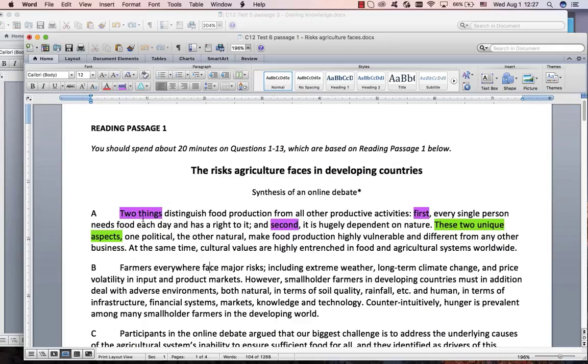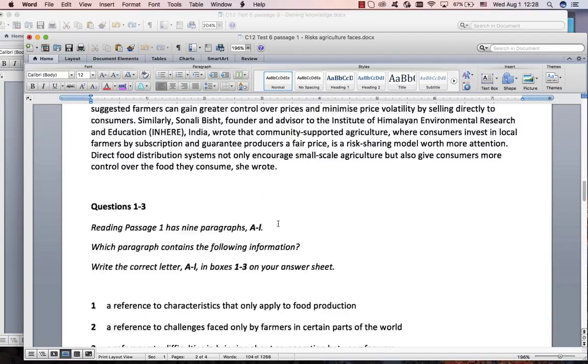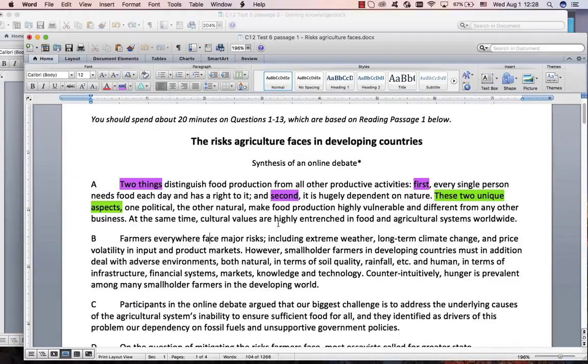He introduced the whole passage with 2 things, and then there's the first and there's the second. And there they spoke about the 2 unique aspects. And the answer was for this one over here, characteristics that only apply to food production. So again, those were just 2 examples of that, but when you see this sort of thing, underline it and find all of the things that they mention. IELTS likes to ask questions from that.